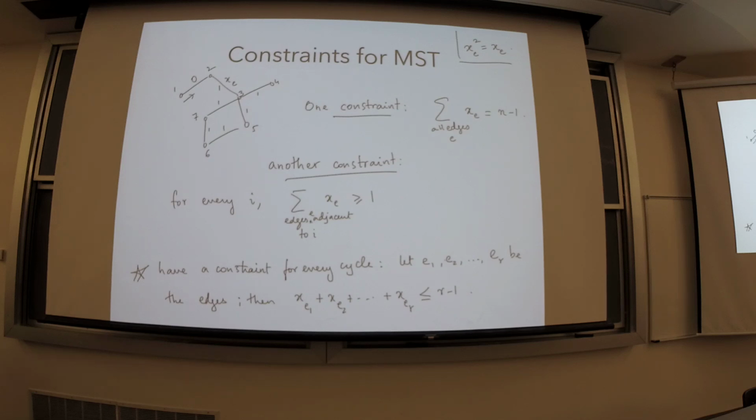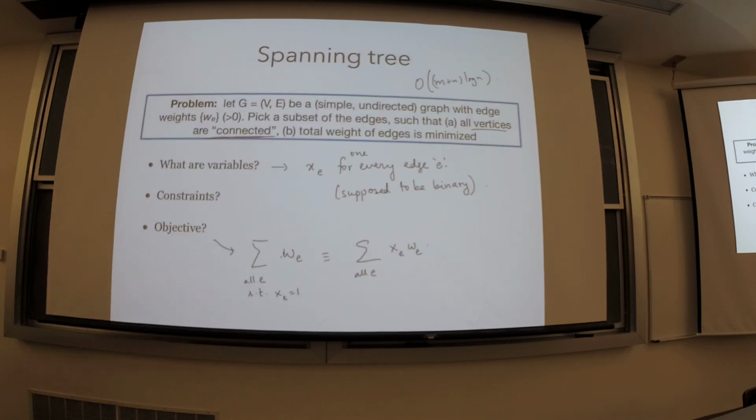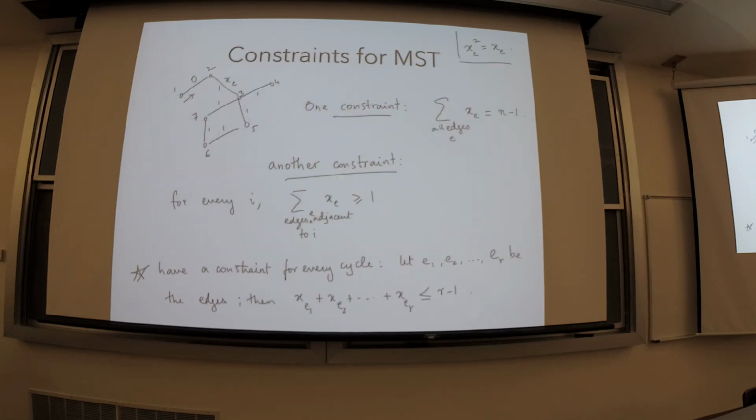Why wouldn't it work just to say that you have at least one edge out of every vertex and have an objective function that minimizes the number of edges? Yeah, so you mean a constraint like that, also a constraint that says the sum over all edges xe equals n minus 1. Your objective was this weighted thing, since the original problem had weights. So the objective we have already fixed, but you could still have this as a constraint.